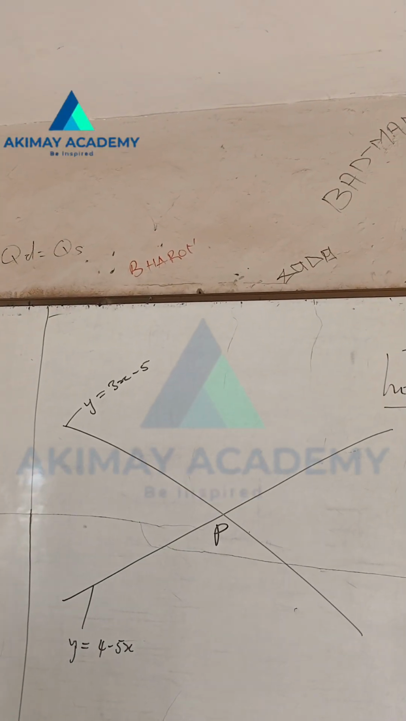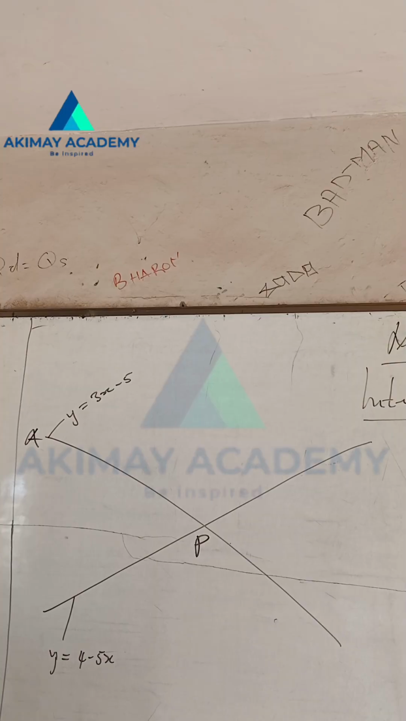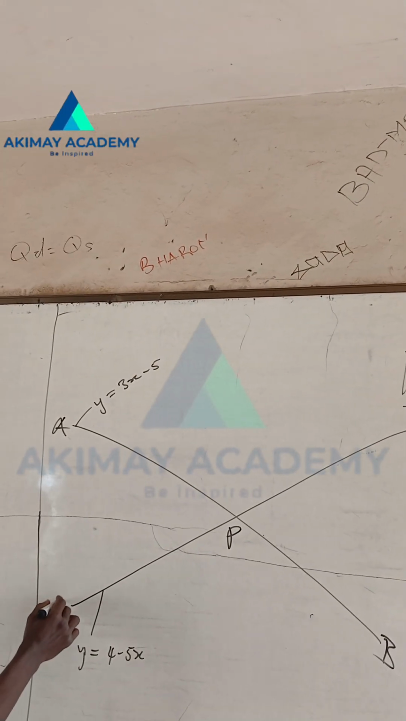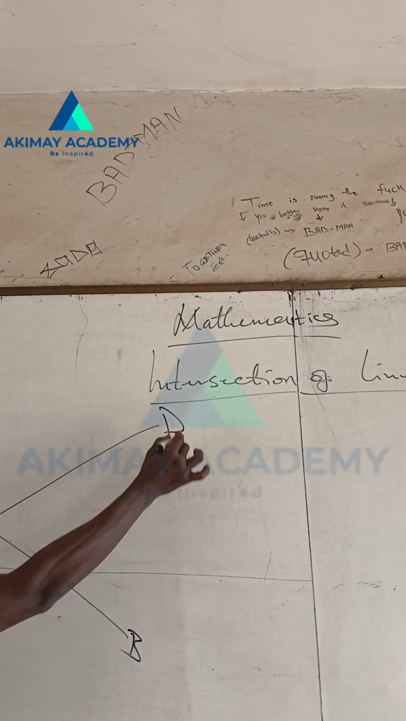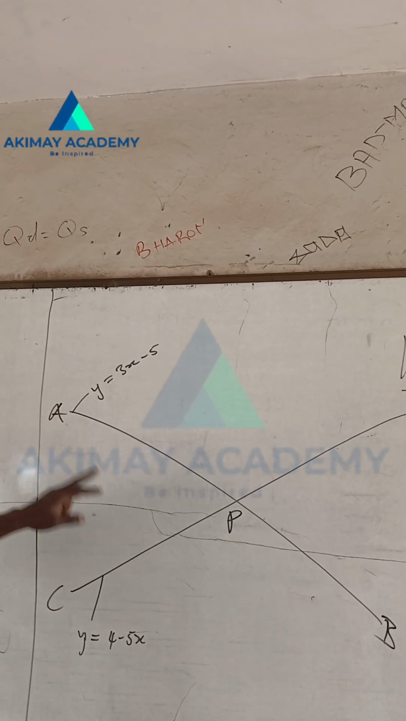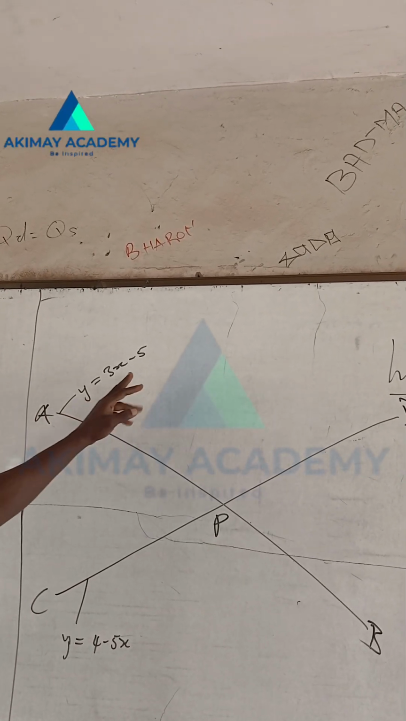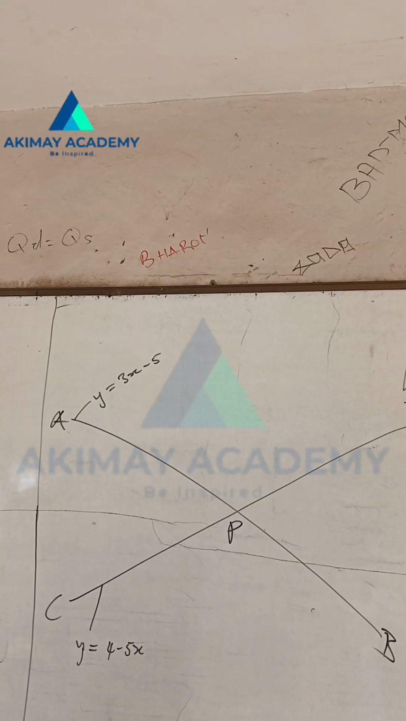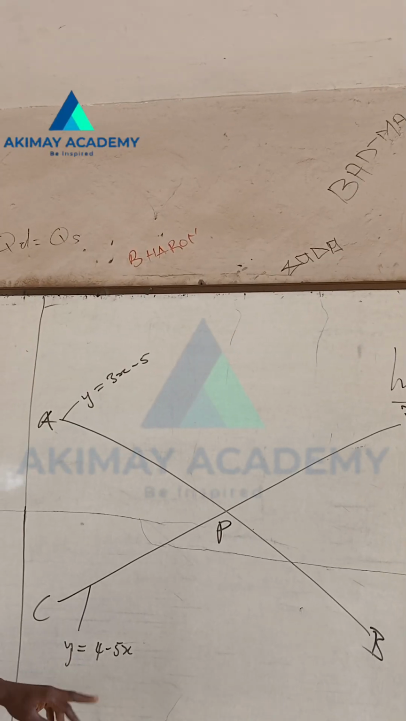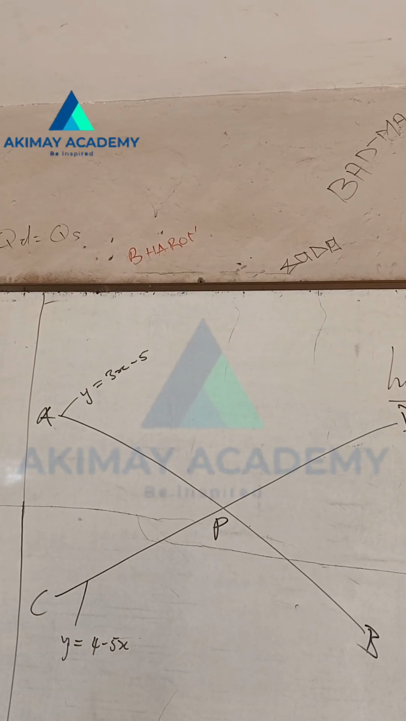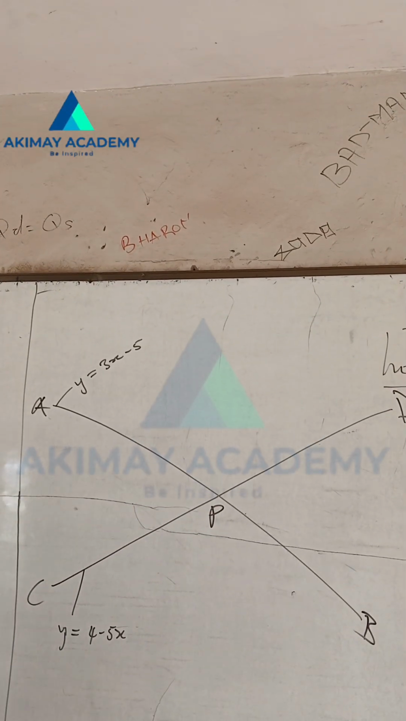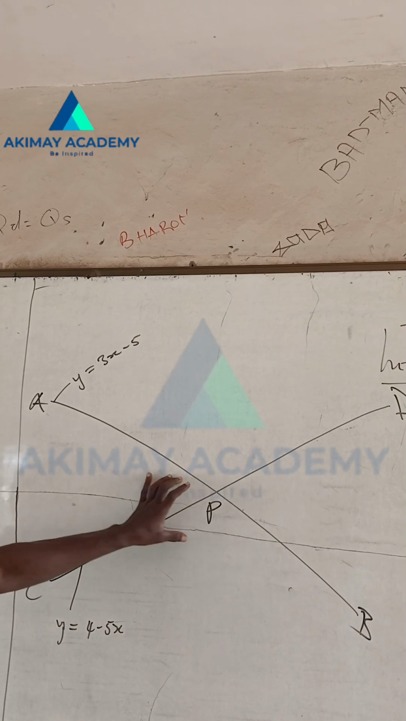We have the first line, let's say line AB. Then we have line CD over here. Now, if you look at these two lines, we have the equation of line AB. The equation over here is y equals 3x minus 5. And with the line CD, the equation over here is y equals 4 minus 5x. Now you can see that the two lines meet or intersect at the point P. The two lines intersect at point P.